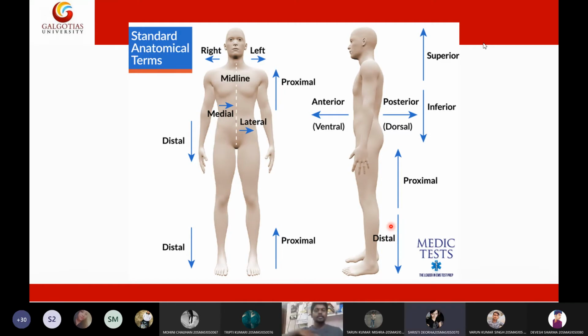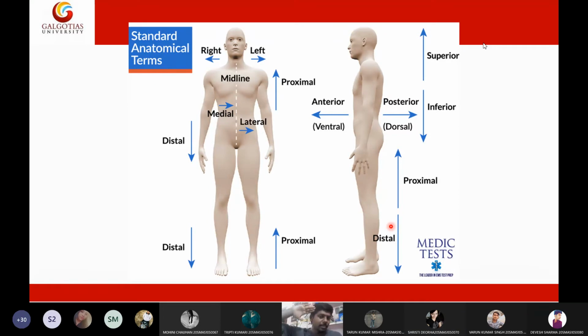If I'm cutting my body in a horizontal way from here, then what plane is it? Transverse plane. If I'm cutting my body into two halves from the midline, then that plane is called the median plane. Very good. Then if I'm cutting my body parallel to the midline from here, that plane is called the sagittal plane.